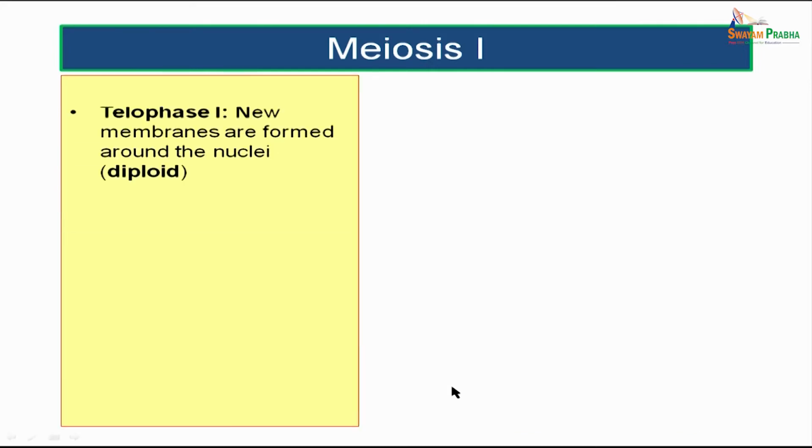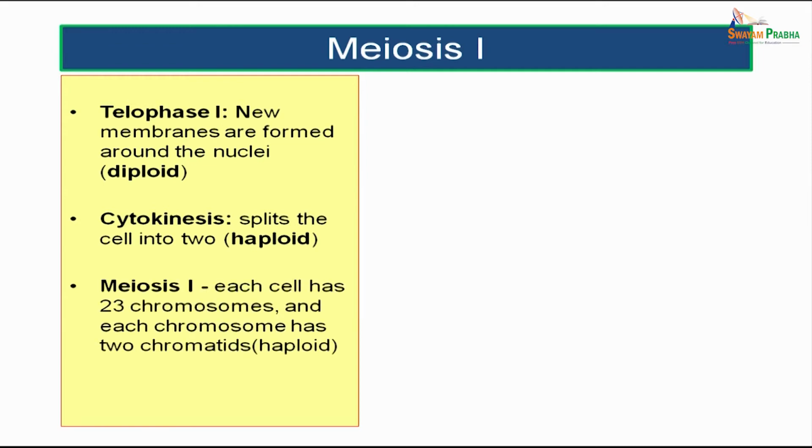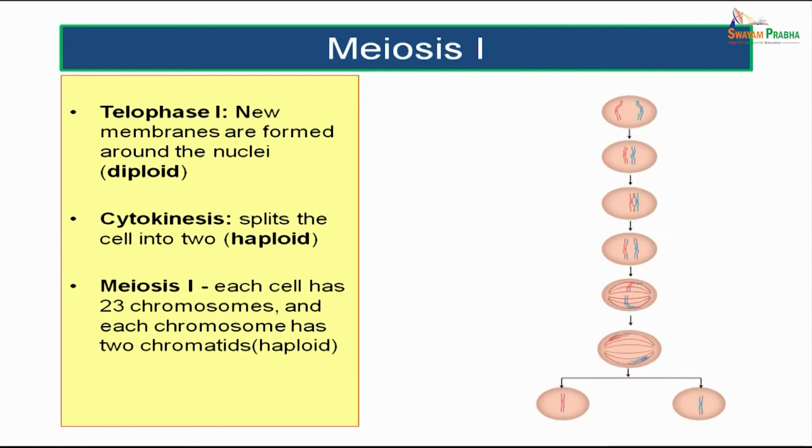And what is happening during telophase? In telophase, a new membrane, the nuclear membrane, will be formed around the chromosomes, and cytokinesis is the process by which the cells are split up to form 2 haploid cells. So, let us have a look. In meiosis 1, each cell, the byproduct of meiosis 1, will have 23 chromosomes and each chromosome will have 2 chromatids. That means each chromosome will be paired with 2 sister chromatids, but the chromosome number will be haploid.